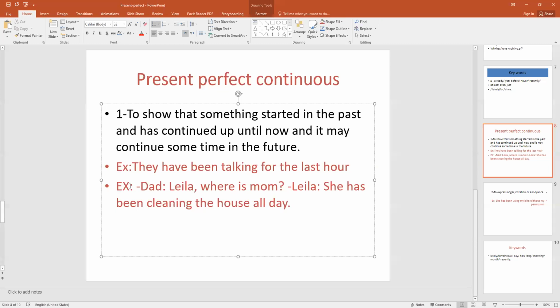Example 2. Dad is talking to Laila and he's telling her, Laila, where is mom? Laila answered, she has been cleaning the house all day. It means that Laila's mother started cleaning the house in the past and she's still cleaning in the present and she may continue cleaning in the future. We don't know. Okay, guys.